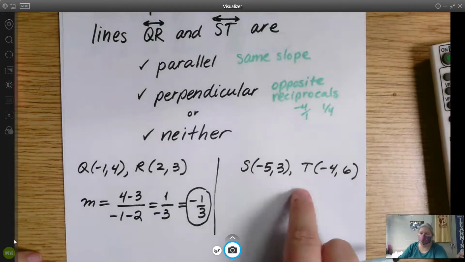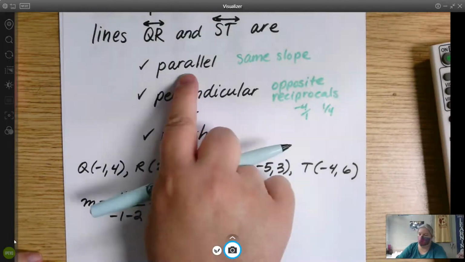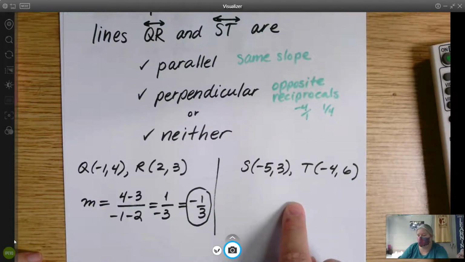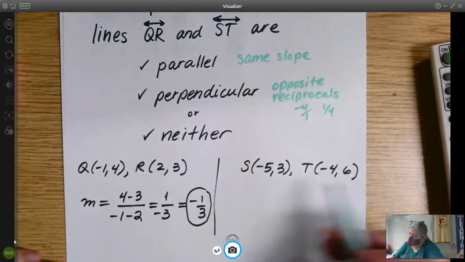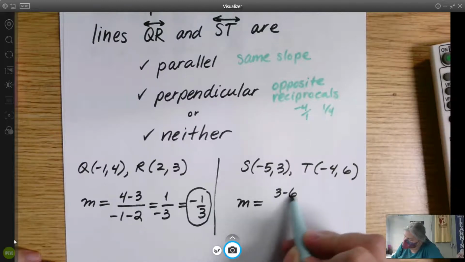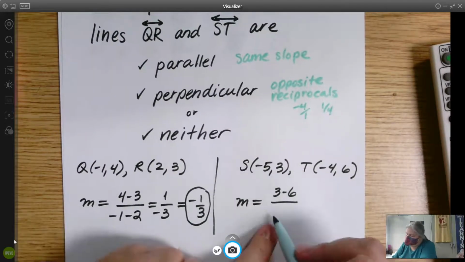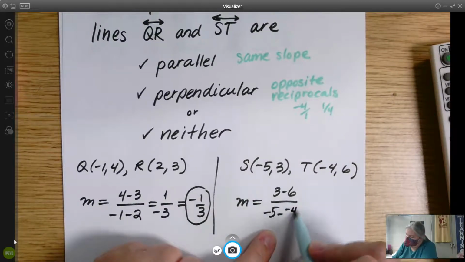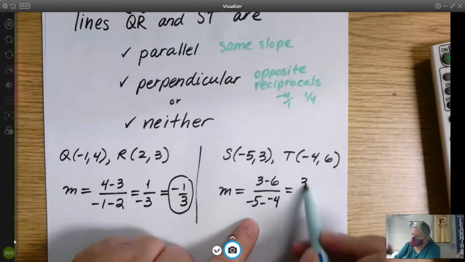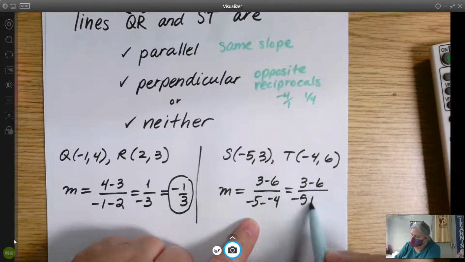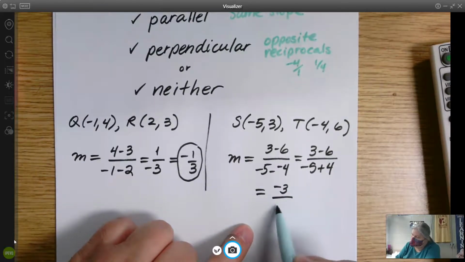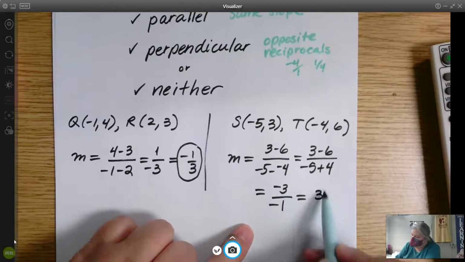That means that if this slope is negative 1/3, those lines are parallel. If this slope is positive 3/1, these lines are perpendicular. So let's find out. I'm going to do 3 minus 6 on top, negative 5 minus negative 4 on the bottom. Don't forget your signs. Be careful of your signs. Minus a negative 4 is plus. In other words, this is what we really have here, negative 5 plus 4. So that's going to be negative 3 over negative 1, which is 3.